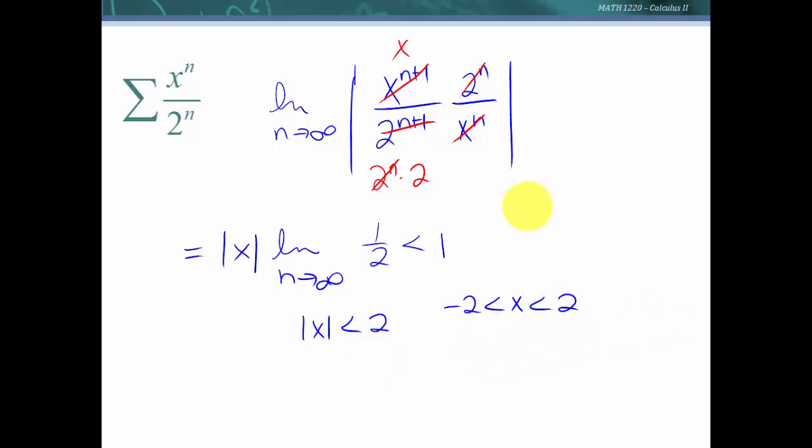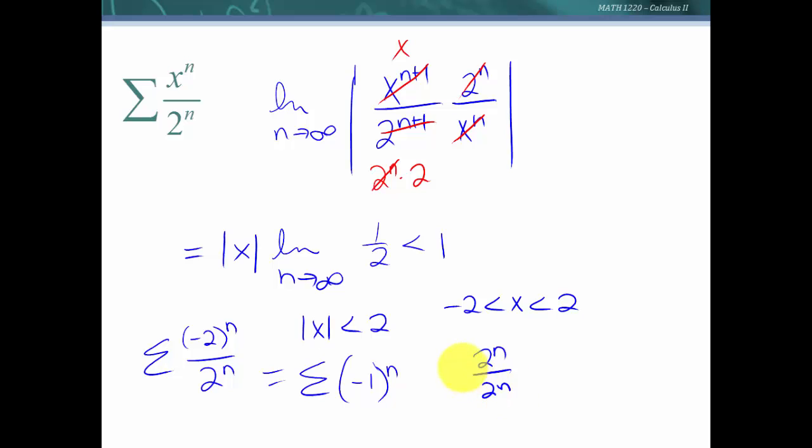Now as we test -2, (-2)^n over 2^n, and so we could actually express this as, if we put them to the n, this is just (-1)^n. And we know that that diverges, so we don't include that endpoint. And if we tried 2, we'd have 2^n over 2^n, which is just summing up a 1, and that also diverges. So we don't include either endpoint.